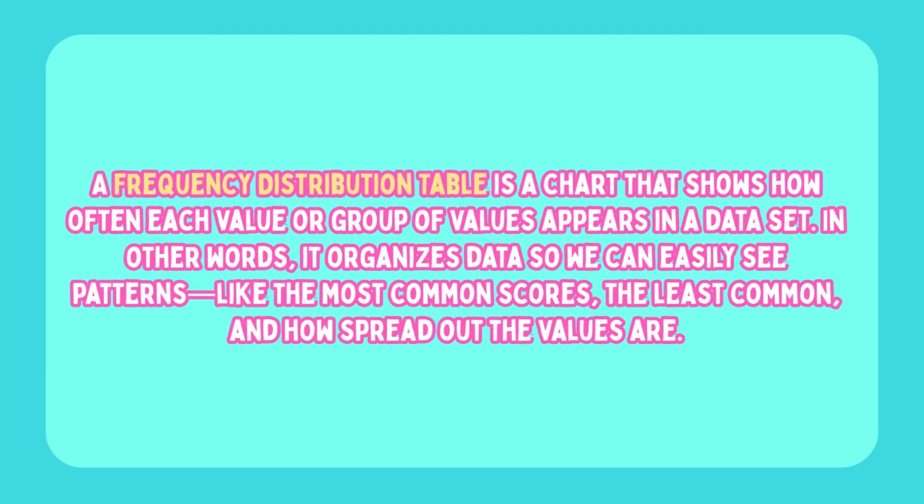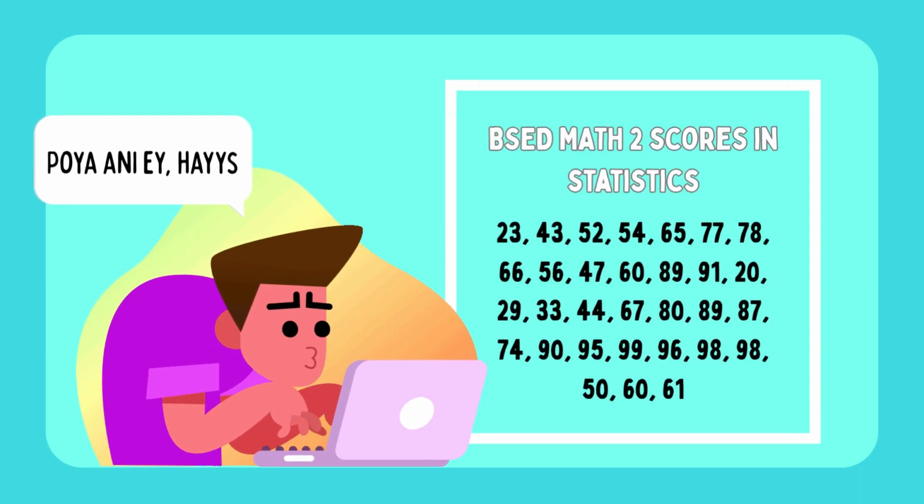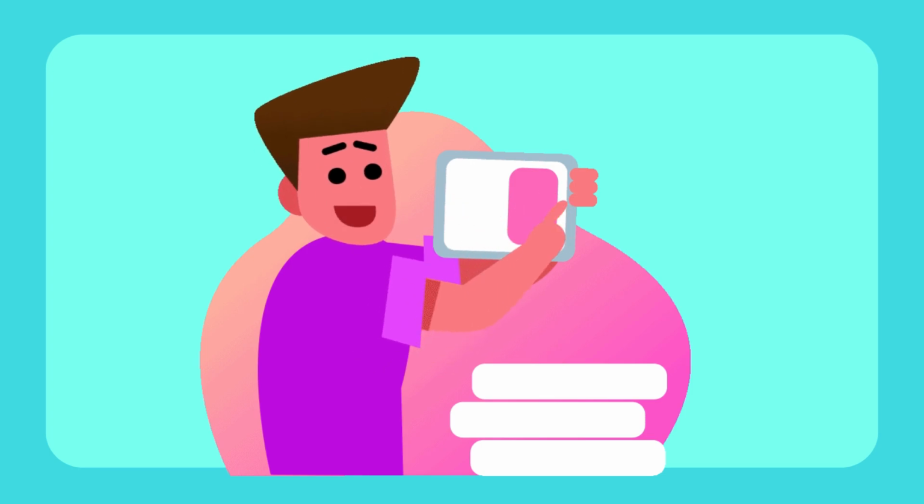Before we build the table, let's understand what it actually is. A frequency distribution table is a chart that shows how often each value or group of values appears in a data set. In other words, it organizes data so we can easily see patterns, like the most common scores, the least common, and how spread out the values are. This is especially useful when you have a lot of data. Instead of reading through dozens of numbers, a frequency table summarizes everything neatly.